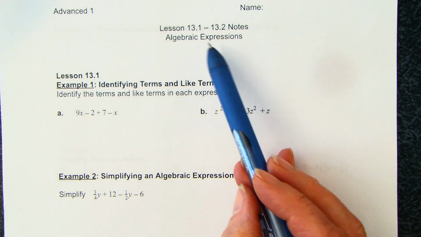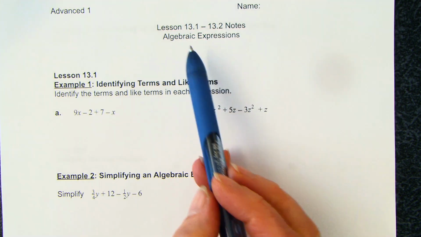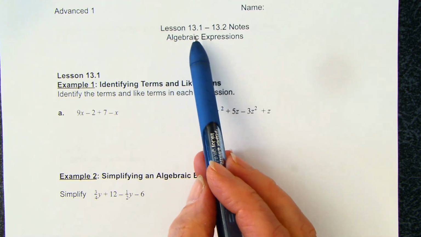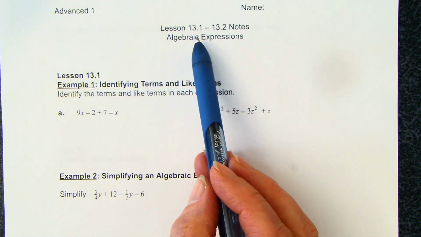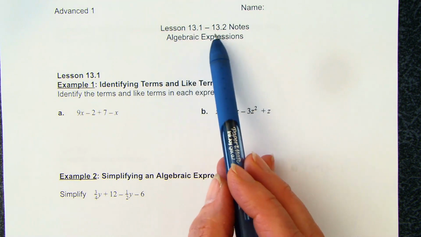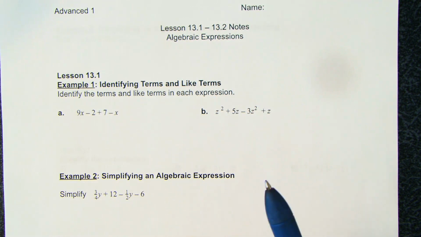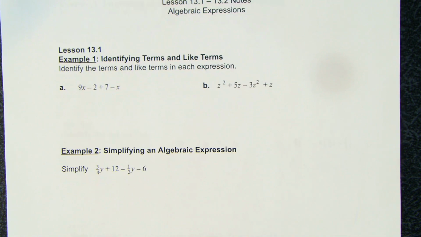These are the lesson 13.1 and 13.2 notes combined. 13.1 is a review of combining like terms from chapter 3, so we're going to go through that quickly. And then 13.2 is adding and subtracting linear equations or linear expressions, which is a tricky thing. So I want to be sure that we do a good job going through that.